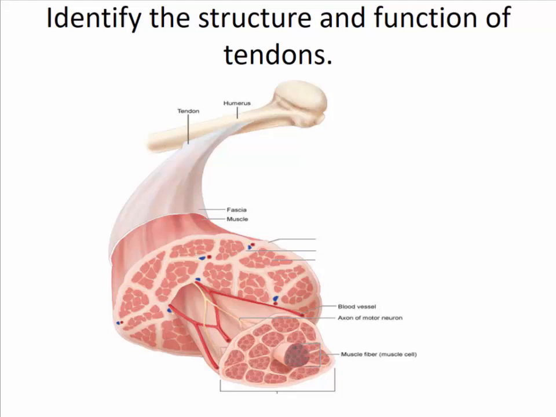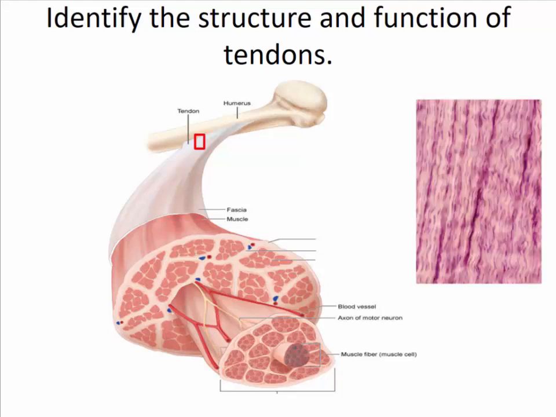But on a microscopic level, if we were to look at this portion of the tendon here, we would see something like this. Very similar to the ligaments that we discussed in the skeletal system, there are fibroblasts within the tendon, and then there are collagenous fibers within the tendon that are all running in the same direction in order to make a nice solid connection between the muscle and the bone.